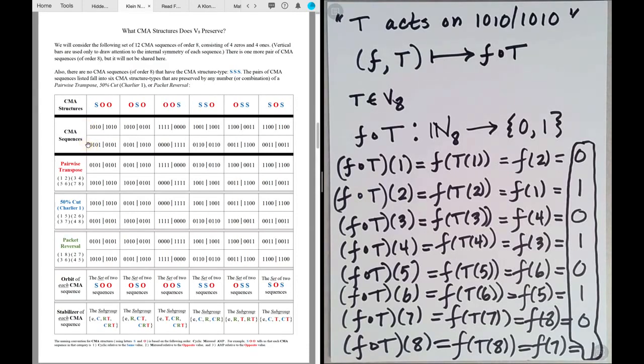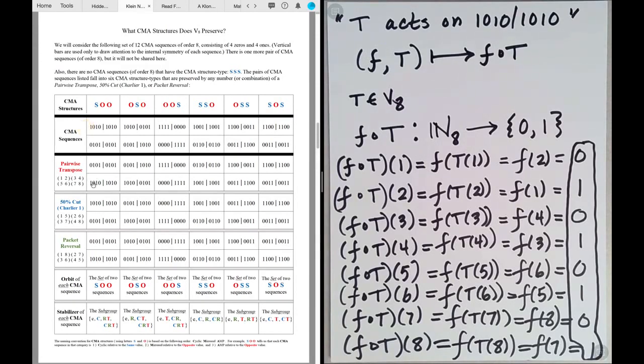So if we have the generators in the group V8 act on each of these, what's the set of possible CMA sequences we get out? Well, what we found here with the pairwise transpose is if we act upon the top one with the pairwise transpose, we get the inversion of that sequence. It's probably not too surprising to think that if we acted on the inversion of this sequence by way of the pairwise transpose, we would get its inversion, which is the top sequence that we've been working with.